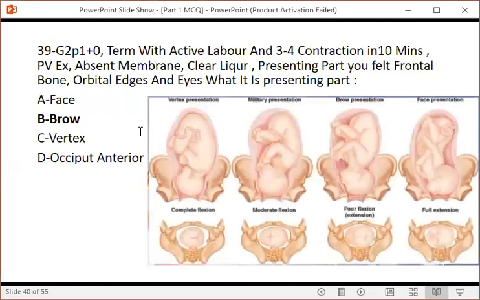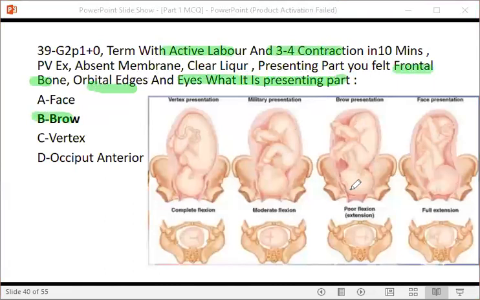Next is a gravity 2 para 1 term with active labor and 3 to 4 cm. So أول حاجة نحددها هنا, it is active labor, 3 to 4 contractions in 10 minutes. Very good one. PV examination: absent membrane, clear liquor, presenting part you felt frontal bone, orbital edge and eye. على طول أول ما يقول لك هذا الcombination you will say it is brow presentation.